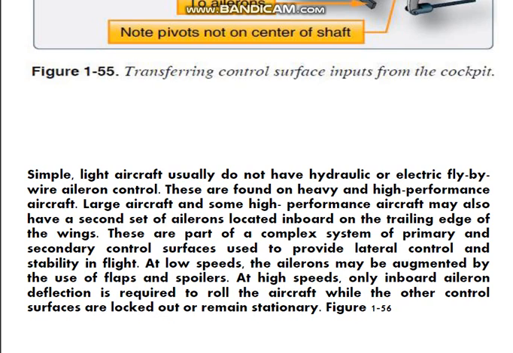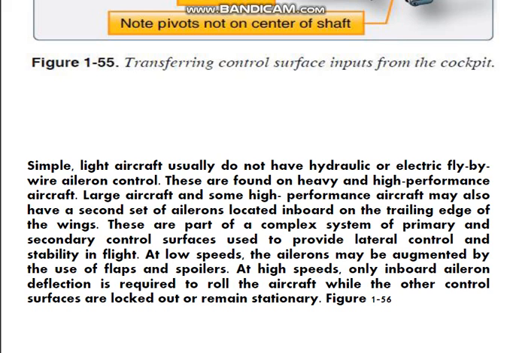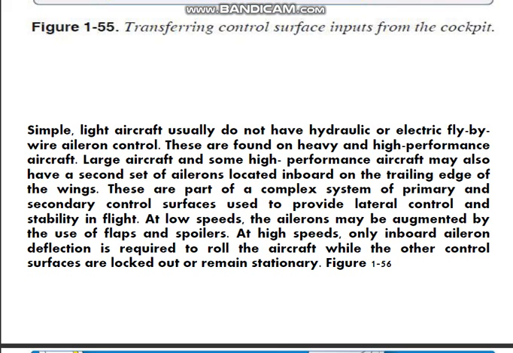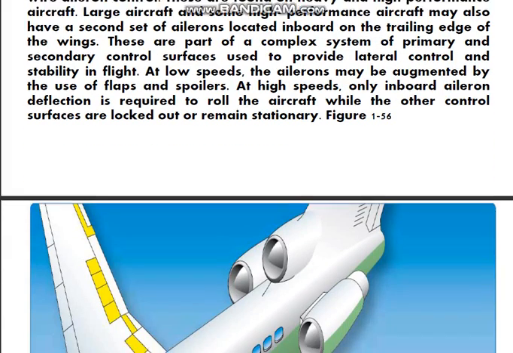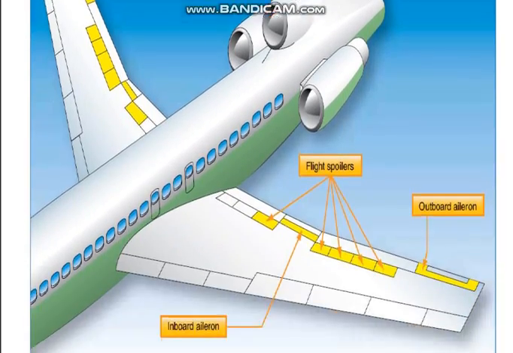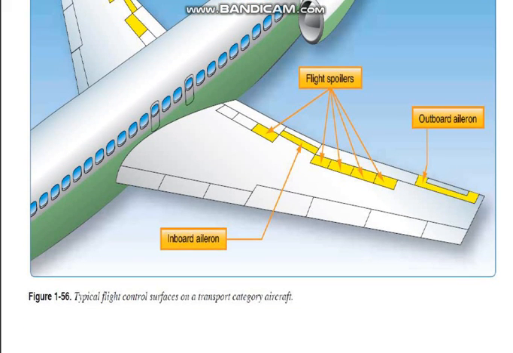Large aircraft and some high-performance aircraft may also have a second set of ailerons located inboard on the trailing edge of the wings. These are part of a complex system of primary and secondary control surfaces used to provide lateral control and stability in flight. At low speeds, the ailerons may be augmented by the use of flaps and spoilers. At high speeds, only inboard aileron deflection is required to roll the aircraft while the other control surfaces are locked out or remain stationary. Figure 1-56 illustrates the location of the typical flight control surfaces found on a transport category aircraft.